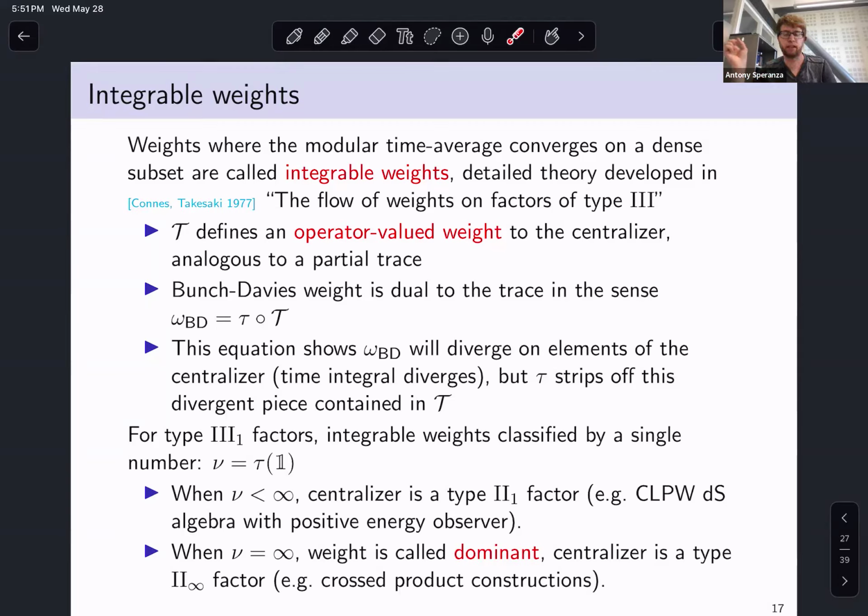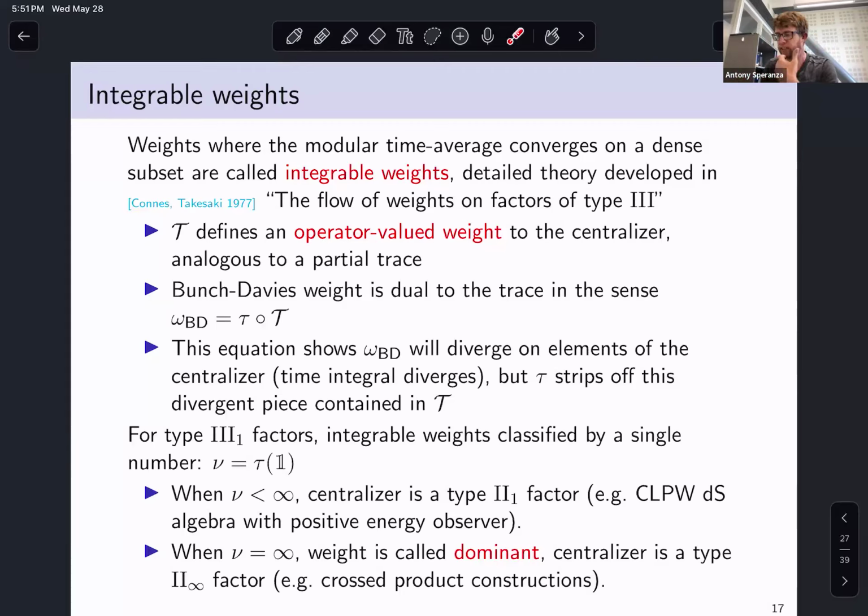when you have a partial trace, you have a collection of operators. You have a tensor factorization of your Hilbert space. So you have operators here, and you have a second factor here, and you can trace out all the operators in the second factor. In this case, all of the operators in the factor you're tracing over commute with the things that you were writing down.